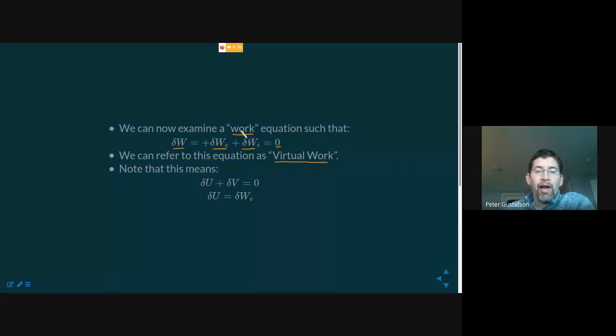But I will mention that this idea of this work equation, since we derive these from an external work potential increment and an internal strain energy increment, this functionally can be also written in these two forms. So dU plus dV is equal to 0, or equivalently dU is equal to dWe, where we recognize that the work, external work, and the potential of that external work had a negative sign in front of it. So these are all three different ways now of writing the same equation, and I'm going to call this the virtual work equation.